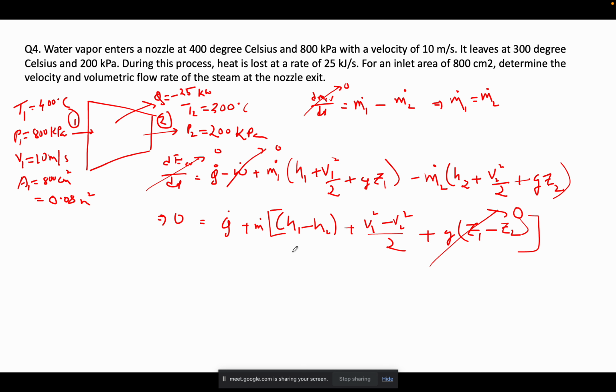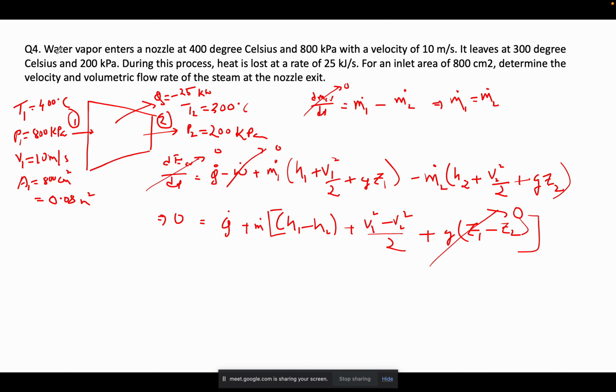Okay, and from this we can calculate the velocity at the exit point. For that we need to have H1, H2, V1 which is already given to us, and we also need m dot. Now how will we get H1 and H2?